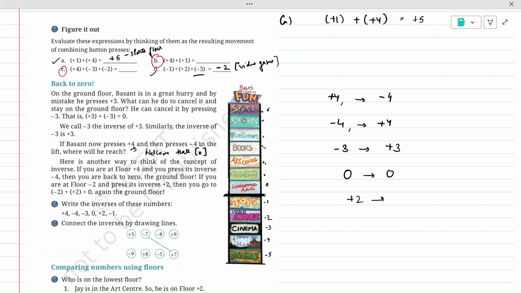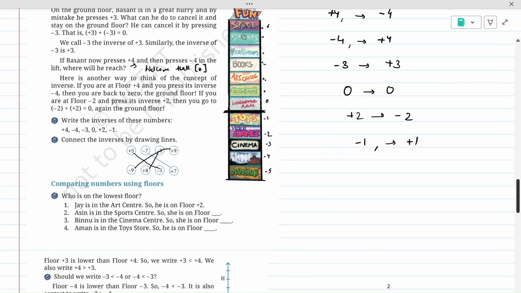The inverse of plus 2 will be minus 2. The inverse of minus 1 will be plus 1. So it is just the same number with the opposite sign. Now connect the inverses by drawing lines. This is easy. Plus 5, we have minus 5, minus 8 plus 8, minus 7 plus 7 is already done. Minus 9 is plus 9. All these are the inverses.